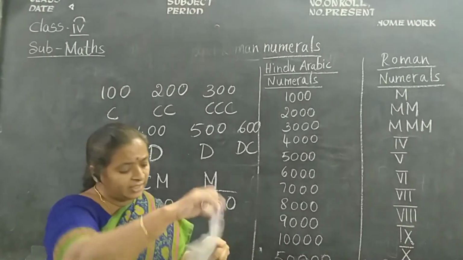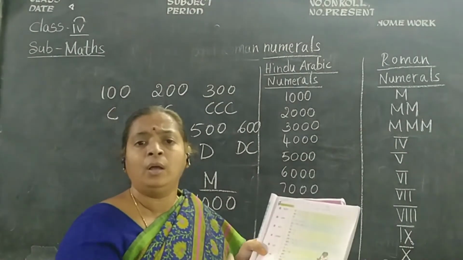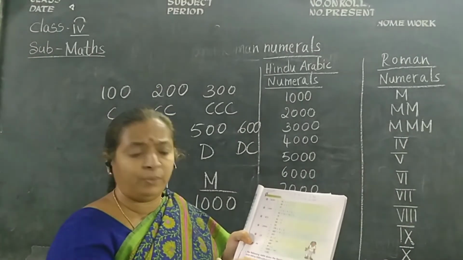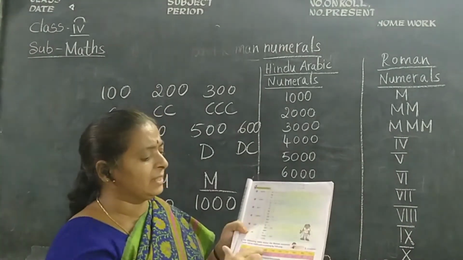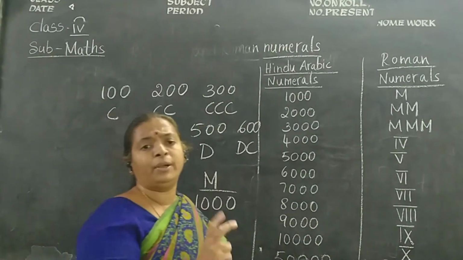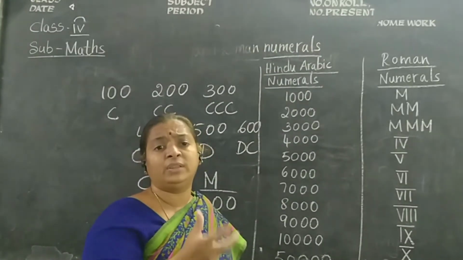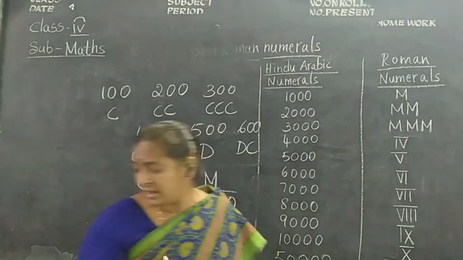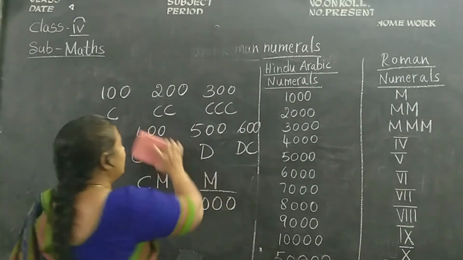See children, write this tabular column in your maths notes and practice it. Because with the help of these values in Arabic and Roman numerals, with the help of these tabular columns only, we can do the exercises. See children.